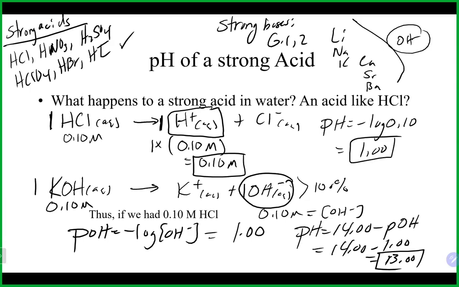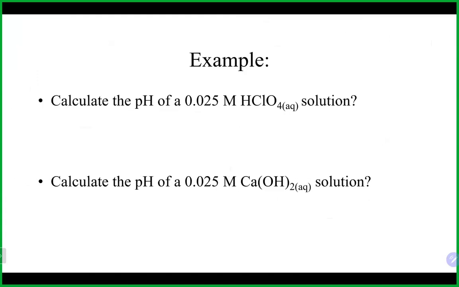But here, it's probably safe if you see a formula of an acid or base to assume that it is going to be strong. You basically just get either the H plus concentration from the acid or the OH minus from the base. Any questions on that? All right, why don't you try a couple here? What is the pH of each of these solutions? 0.025 molar perchloric acid and 0.025 molar calcium hydroxide.